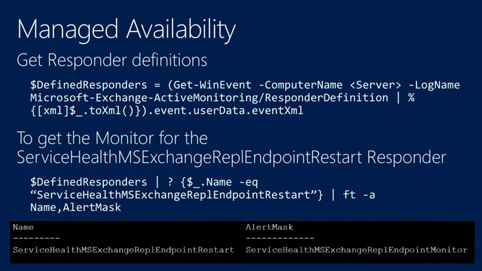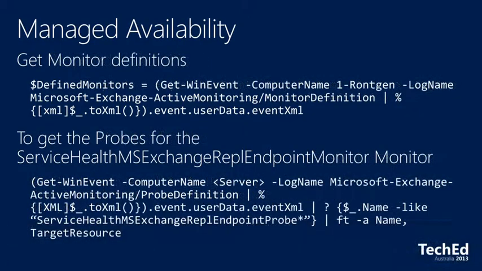Okay, so now we're still working back. We know what triggered the recovery. We know what told it to trigger the recovery. Now we need to work back to the probe to find out the error message that the probe encountered that started this whole process in the first place. So now that we know what the monitor is, we can go ahead and get all the monitor definitions, and then we can look at the probe definition event log.